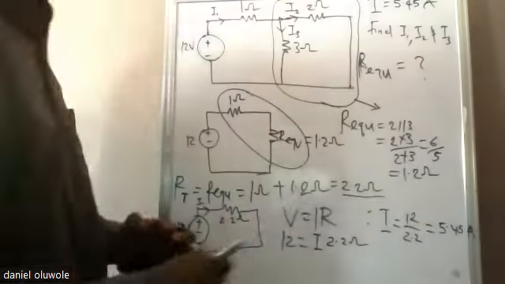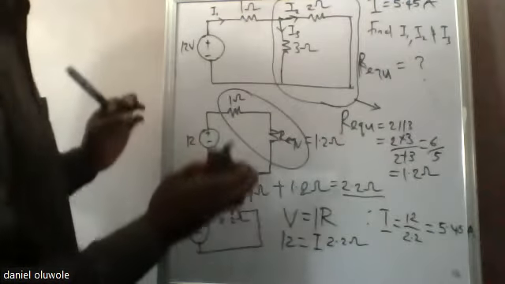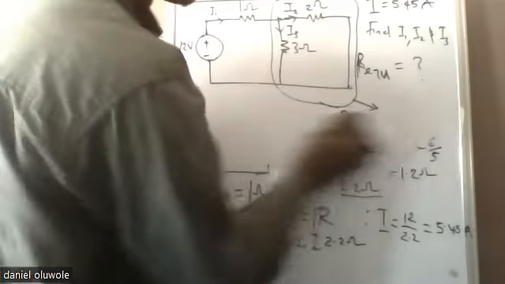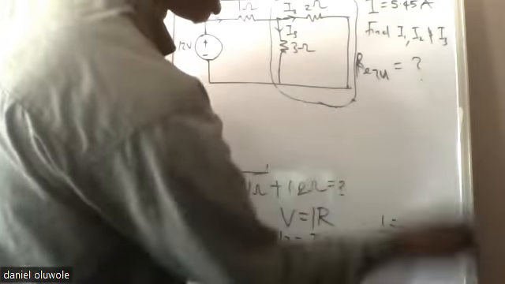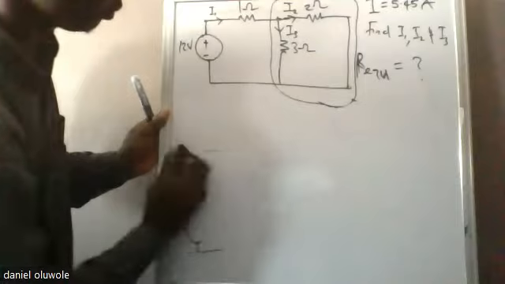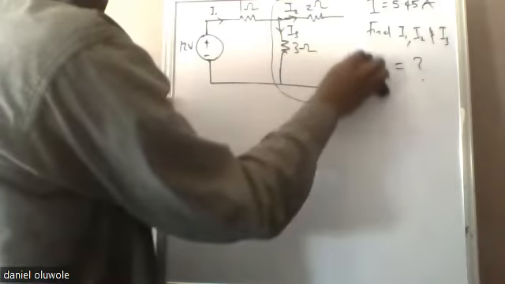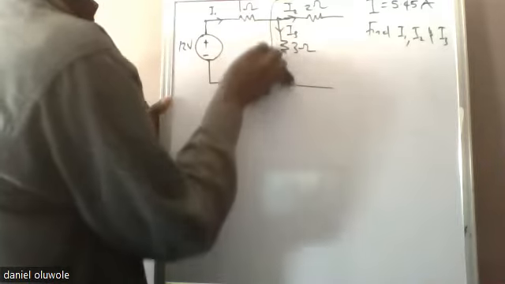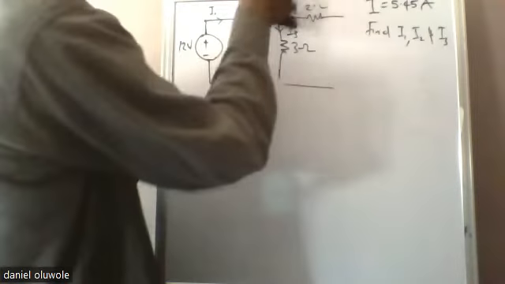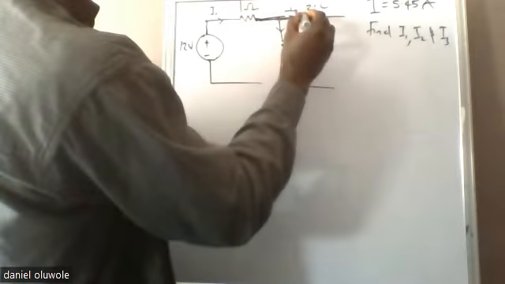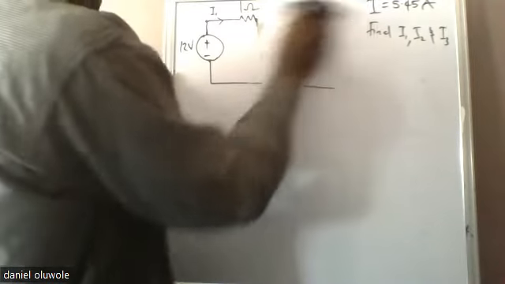Because my board is small, I will have to clean some things off. Let me clean all these points and leave the main circuit. I'm sure you understand up to this point. Let me clean this one too, so that the circuit stands alone. So redrawing the circuit, we have this. Let me just redraw it so that everything looks neat again.